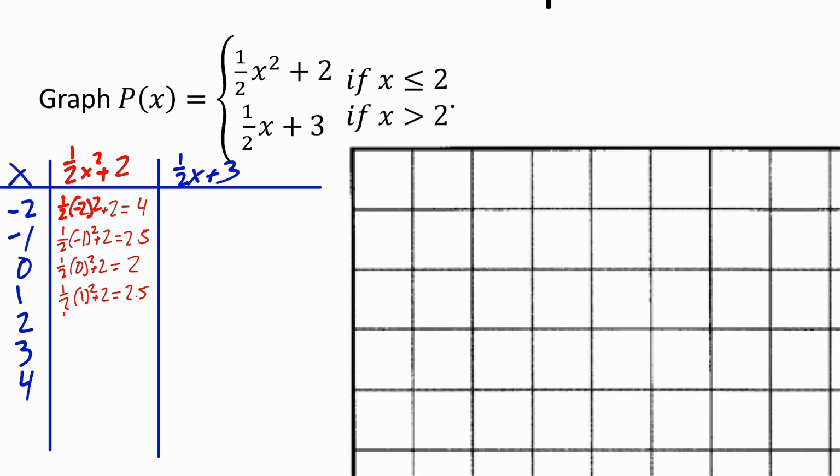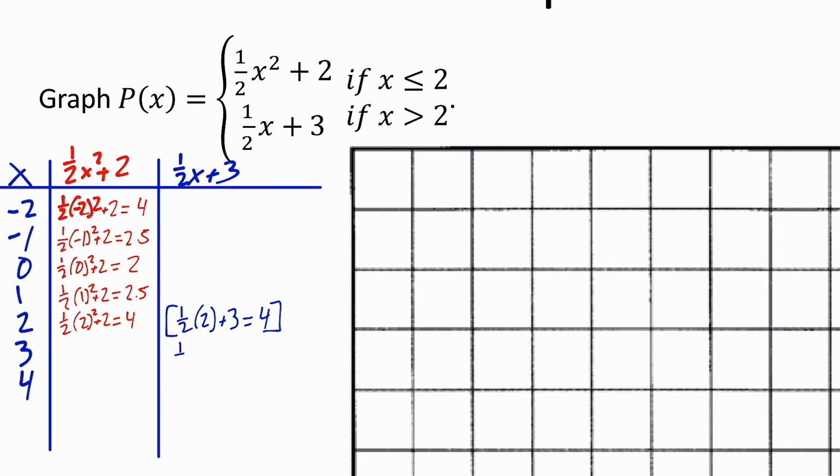And then 2, we'll do 1/2 times 2 squared. Half of 2 squared is 2, plus 2 again gives us 4. Now, that x equals 2, I'm going to call that our boundary where we transition from one to the other. So even though it's not technically in the second one, it's an important dot for us. So we're still going to plug it into the second one. 1/2 times 2 plus 3. 1/2 of 2 is 1 plus 3 gives us 4. So even though that point doesn't exist, it's going to be helpful for us to use.